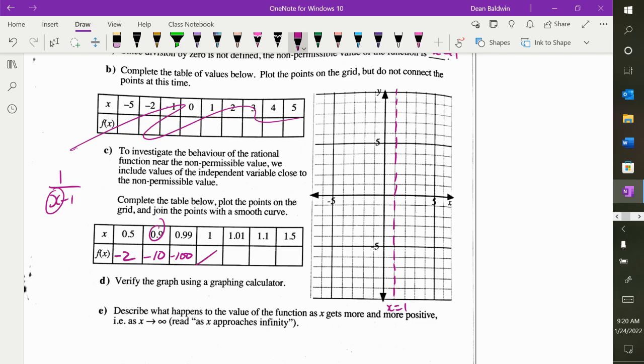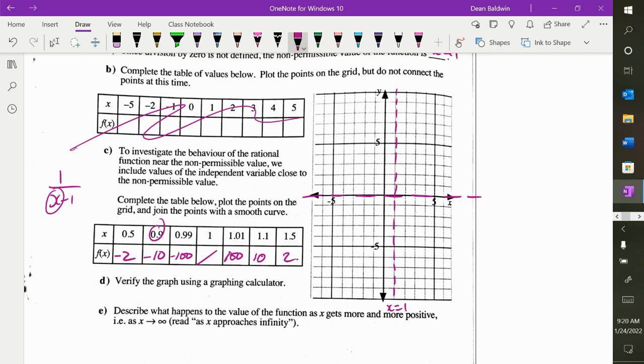Put 1.01 into it, what do you get? If I put 1.1, what do I get? And if I put 1.5 into it, I get 2. Okay. So it has a horizontal asymptote at 0. I'll talk more about that later on. For right now, just accept it.